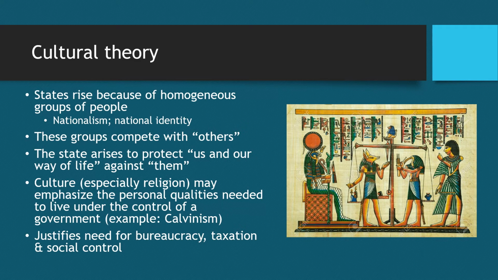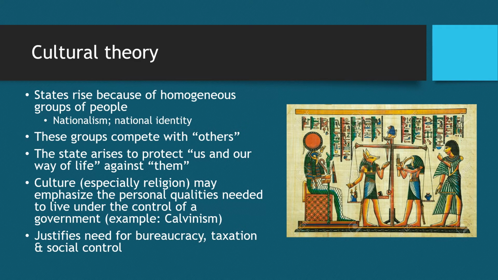But the cultural theory says that that's a natural way that people interact with each other, is to form groups of us and them. And when you have your group of us, you know that you have to compete with others, with the them. And the cultural theory says that the state arises in order to protect us, the national identity, against threats to it, which might often come from external circumstances, could even come from internal circumstances.